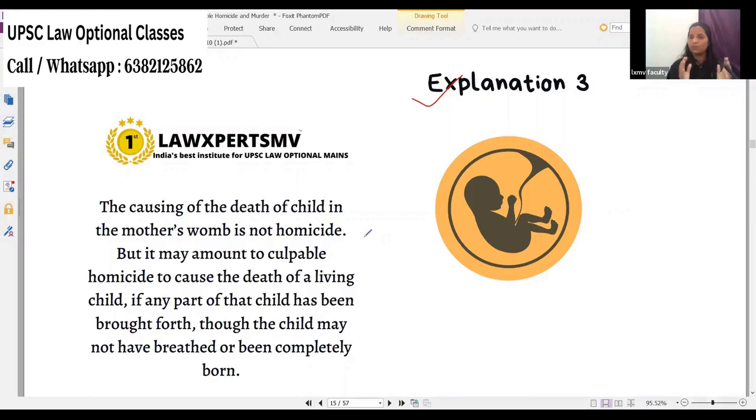So what is the criteria here? Inside the womb as a whole fetus, it is there. You kill it, no culpable homicide. Any part comes out, even though the smallest part it may be, you kill it, it will amount to culpable homicide. That's what explanation 3 gives you.